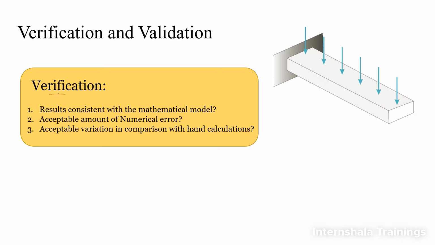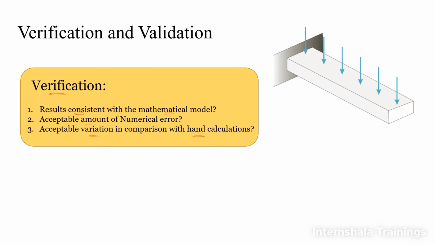This is called verification, in which we can do three things. First, we need to find out whether the results are consistent with the mathematical model that we have used or not. The second step is whether the amount of numerical error that we are getting is acceptable or not. The third step is what is the acceptable variation when we compare the results from this analysis with hand calculations. There are a number of things that we do in these three steps.